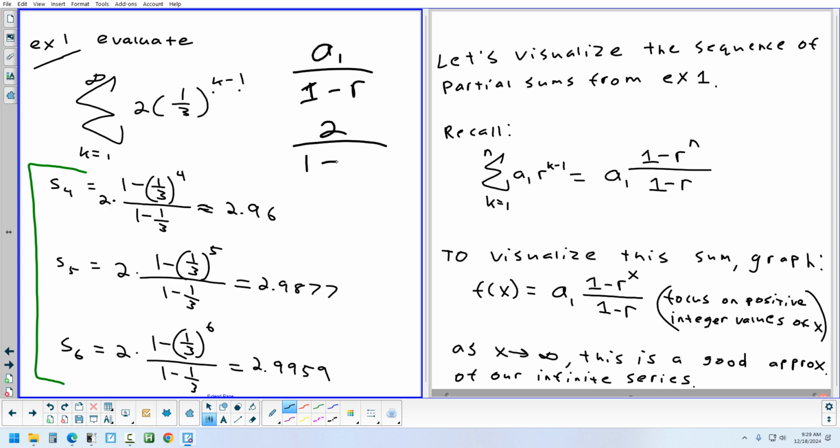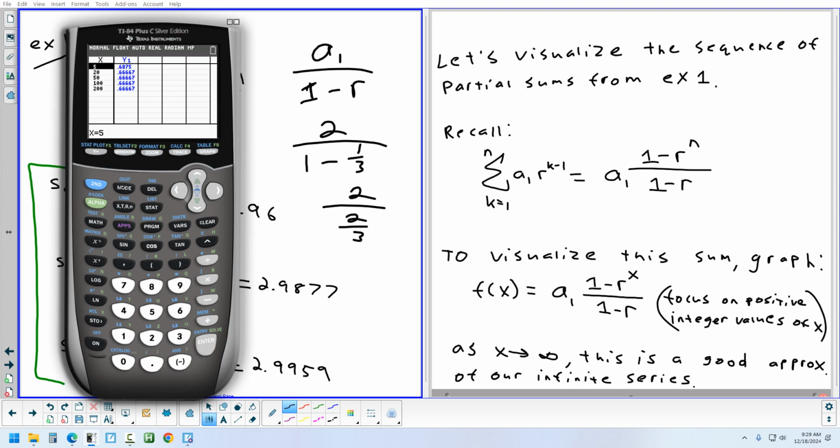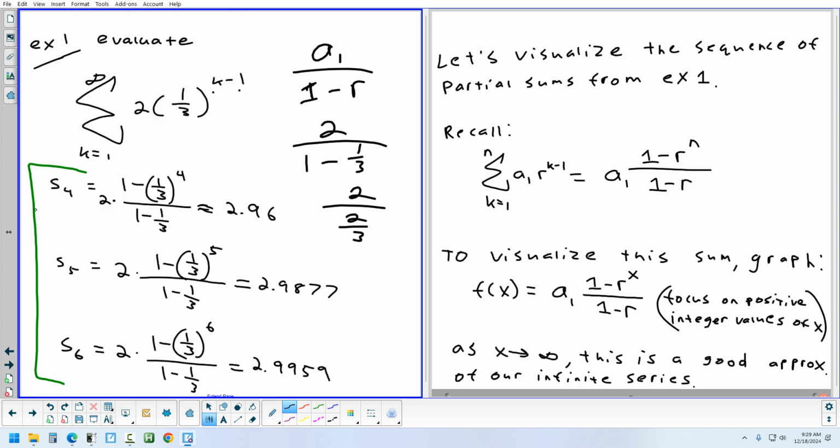And what's the r value in that problem? 1/3. What's 1 minus 1/3? 2/3. Let's take 2 and divide by 2/3. Let's see what we get. 2 divided by 2/3 is 3. That's exactly what these numbers are getting closer and closer to. So this formula will automatically tell you what you're getting closer to without having to figure that out by hand.